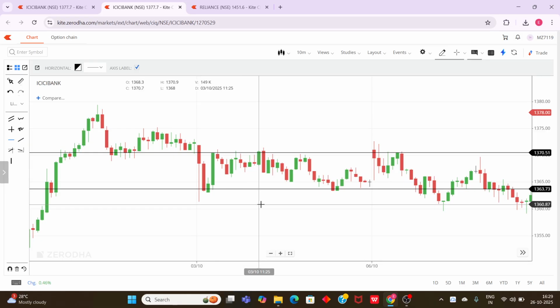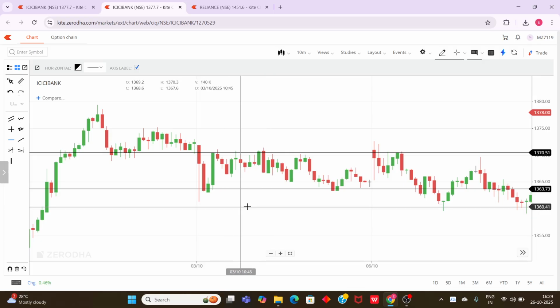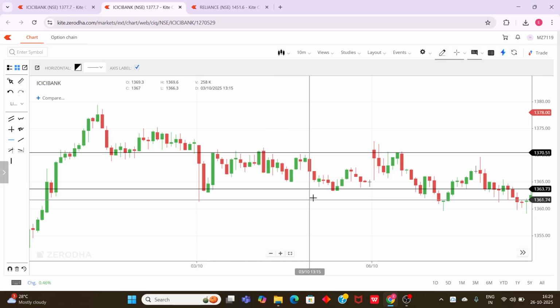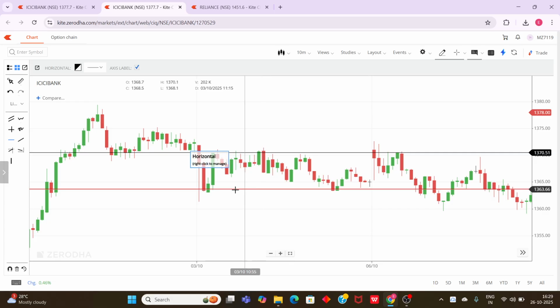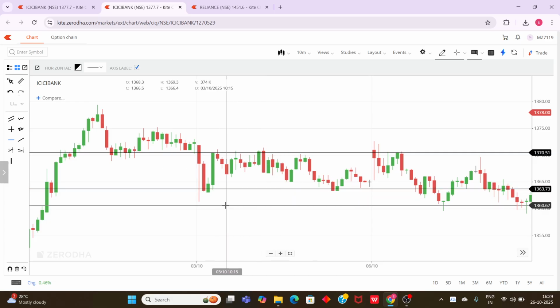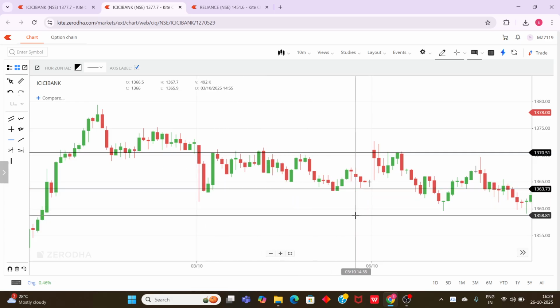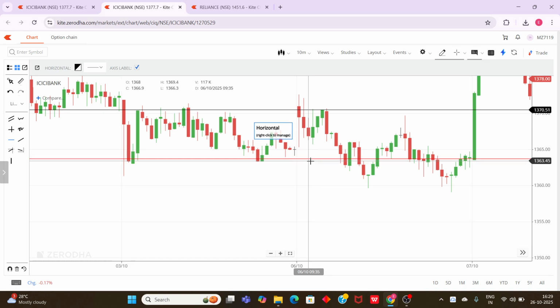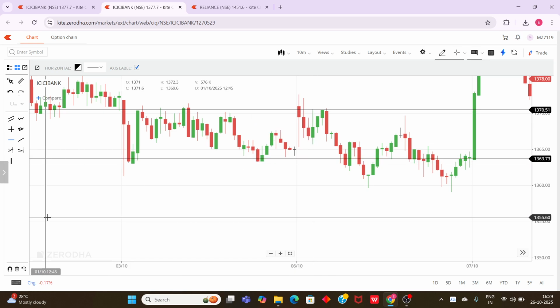Okay, you can see that none of the candles has closed above the previous high. So basically on that day it's a sideways trade and you did not get any trade on that day. Okay, and next would be 6th of October.